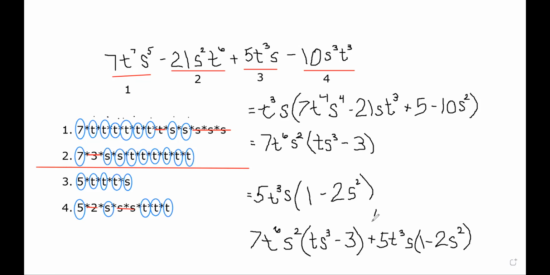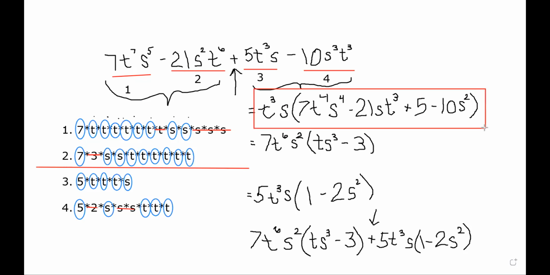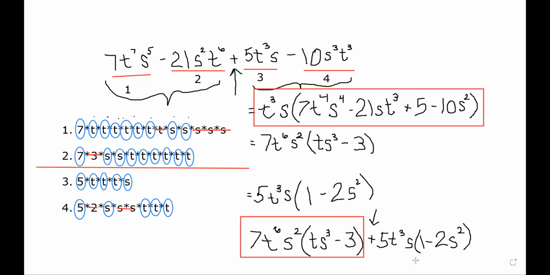So I put this plus here between them because of the plus here. So essentially the first part is this factored, and then I just say plus, and then the other part factored, right? So if you were to multiply all these out and unfactor them, then this and this would be equivalent statements.